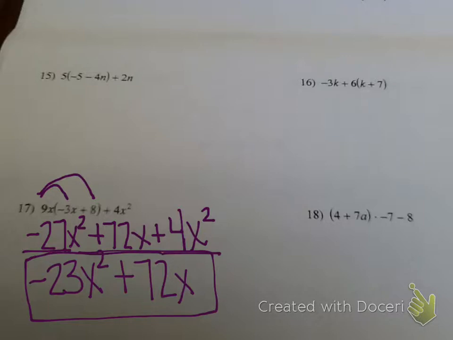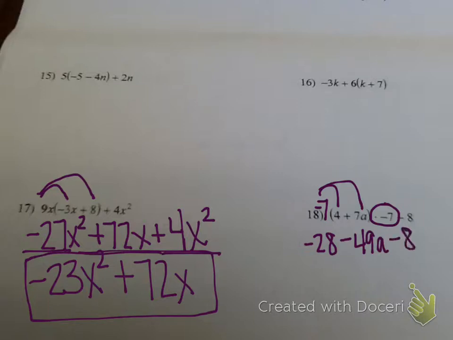On 18, this negative 7 is being multiplied out. So negative 7 times 4 is negative 28. Negative 7 times 7a is negative 49a. And then I have here a minus 8. So I can combine negative 28 and negative 8 to make negative 36 minus 49a.